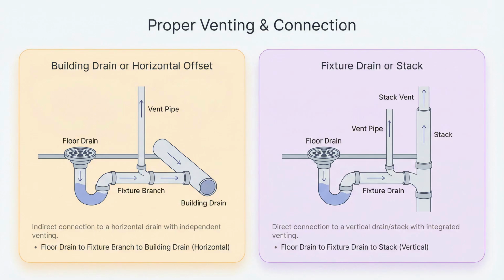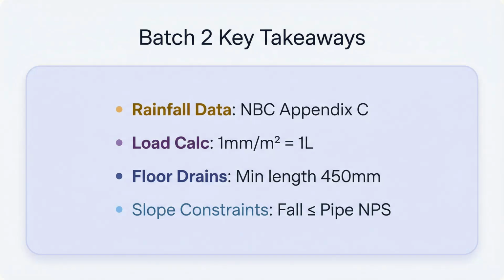The diagrams in the code, specifically figure A2.5.1.1.3, show us exactly how to route these to ensure the trap seal stays intact. So just to wrap up this section, remember that 1 millimeter of rain on a square meter is 1 liter. Check Appendix C for your local rainfall stats, and keep those floor drain connections at least 450 millimeters long without sloping them too steeply. That covers the essentials.